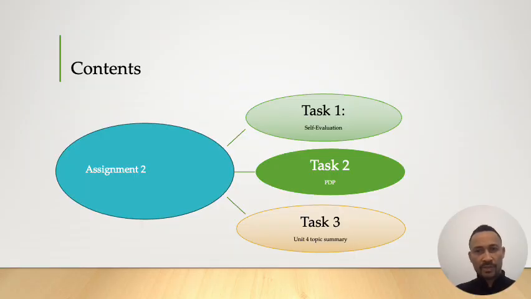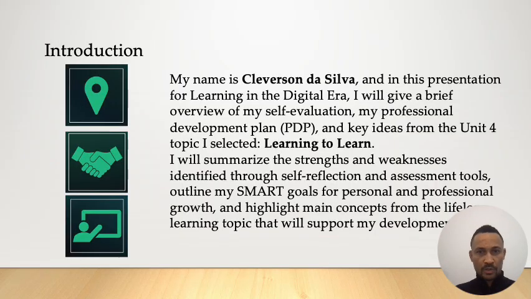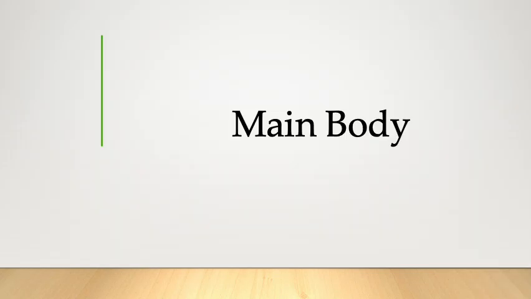The first one is going to be self-evaluation. The second one is going to be my personal development plan. And the third is going to be the topic that I'm going to speak about, which is learning to learn. On the topic learning to learn, I'll summarize the strengths and weaknesses identified through self-reflection and assessment and outline my SMART goals for personal and professional growth. And I'm going to highlight concepts from a lifelong learning topic that will support my development.